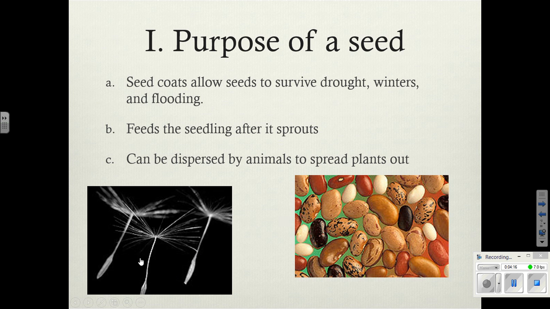The only thing is we need animals or wind to kind of help spread our seeds out. So like the picture on the left, these would be like little dandelion tufts. They just need some wind. These heavier, thicker seeds to the right, they would need an animal to kind of eat them, carry them away, that type of thing.